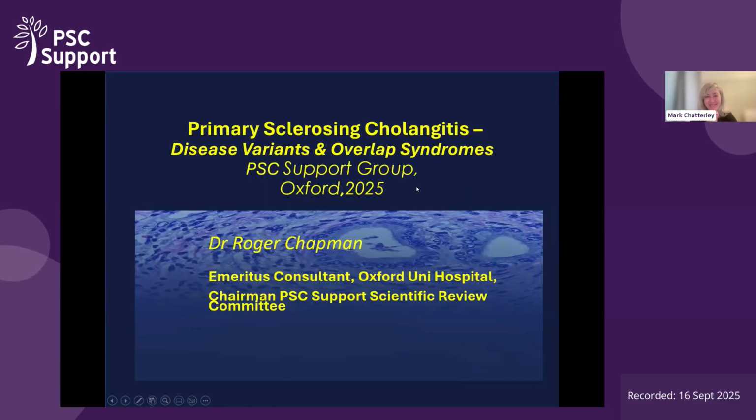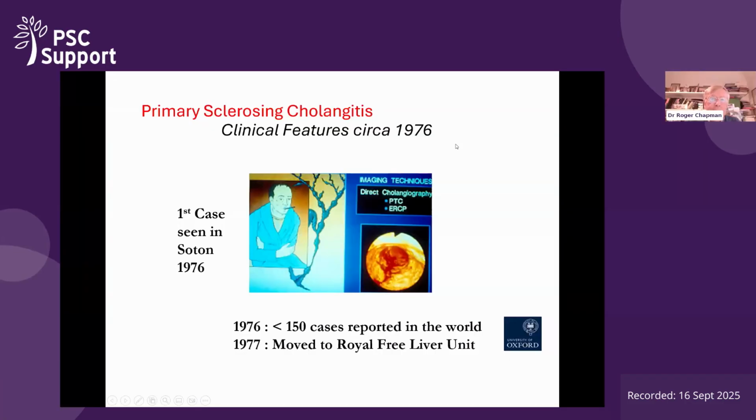Share. There we are. So I thought I'd start by telling you all about the first case I ever saw of primary sclerosing cholangitis. I was a very lowly senior house officer working in Southampton in the gastroenterology unit. I hadn't quite decided then what I wanted to do. I wanted to be a cardiologist, actually, but I was told that there was no future in that, which turned out to be not a very good prophecy. Anyway, cardiology has expanded, but so indeed did gastroenterology.